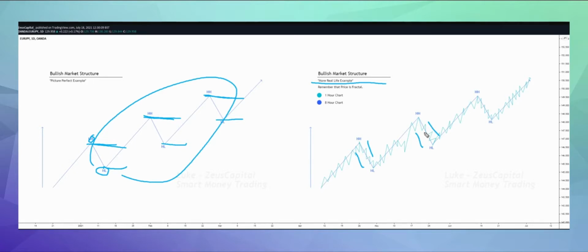But we'll generally call this just a complex pullback, because remember, if we are staying above the higher lows, then price is still moving upwards. But the minute price breaks a higher low, that's when the uptrend would invalidate and we would now be in a bearish trend. Now before I move on, I must clear this up.